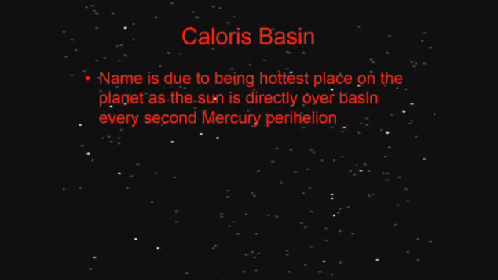This part of Mercury is pointed towards the Sun every second perihelion. So as far as direct solar heating goes, this is one of the hottest places in the solar system. There are hotter places due to atmospheric or geological effects, but this is the hottest part of Mercury, the hottest part anywhere, just due to sheer solar heating.